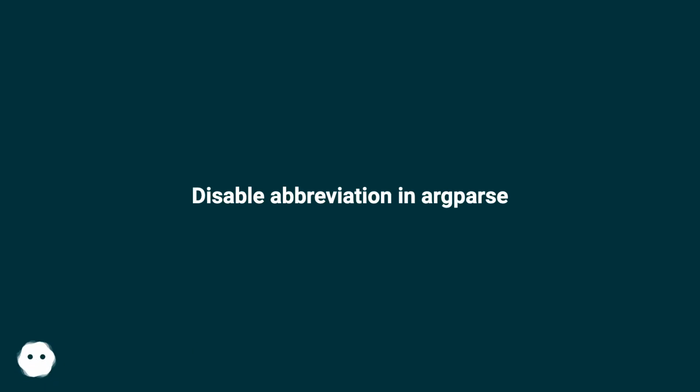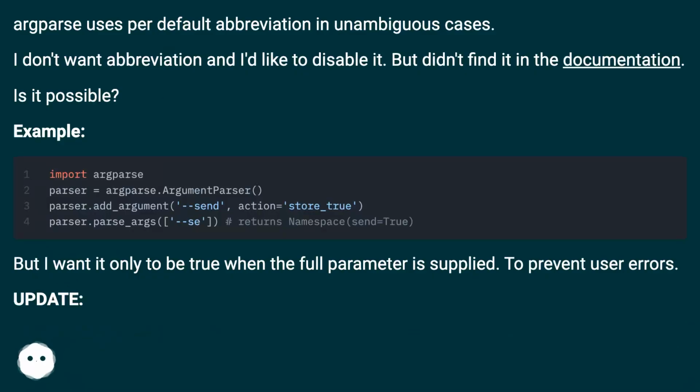Disable abbreviation in Argparse. Argparse uses by default abbreviation in unambiguous cases. I don't want abbreviation and I'd like to disable it, but didn't find it in the documentation. Is it possible? Example. But I want it only to be true when the full parameter is supplied, to prevent user errors.